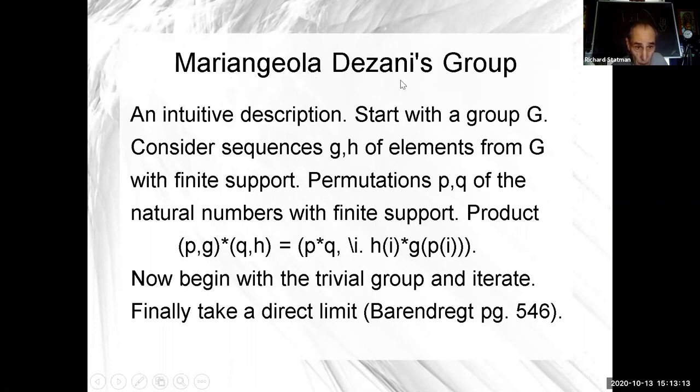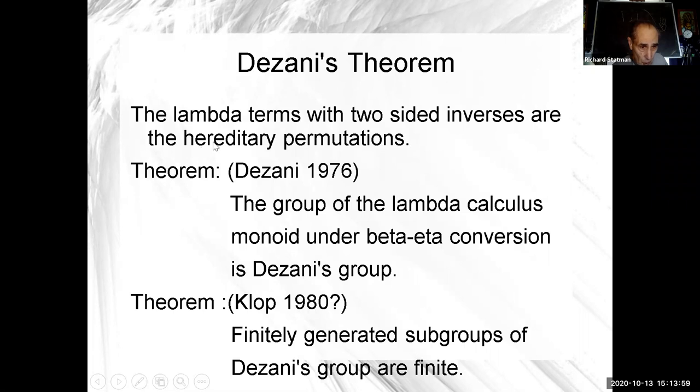Dasani's group. An intuitive description: start with a group G, consider sequences g, h of elements from G with finite support, and permutations p, q of the natural numbers with finite support, and define the product this way. You all know about the hereditary permutations, so this is the abstract group that would go with the hereditary permutations. This is all described in Dagger. There's a much simpler representation on trees, but I prefer today to stay with the hereditary permutations. The lambda terms, the two-sided inverses are the hereditary permutations. That is Dasani's theorem. The group of the lambda calculus monoid, the entire monoid originally described by Church, under beta eta conversion is the Dasani group, the hereditary permutations. Okay.